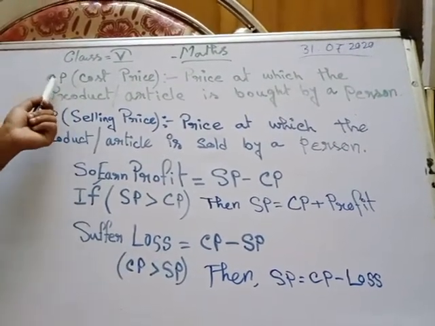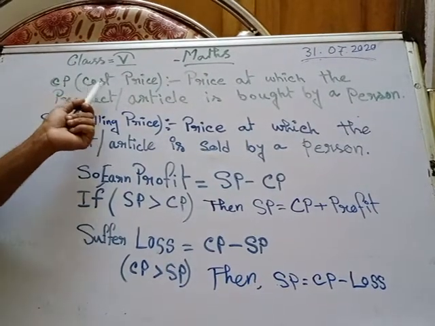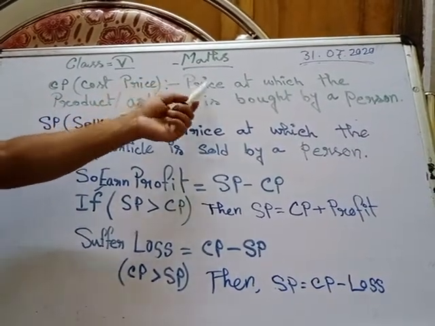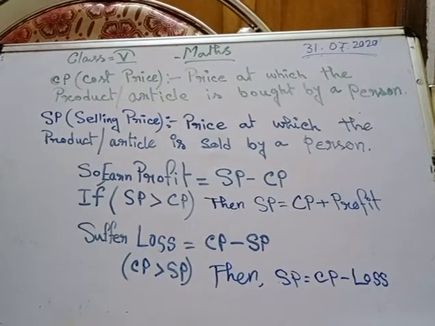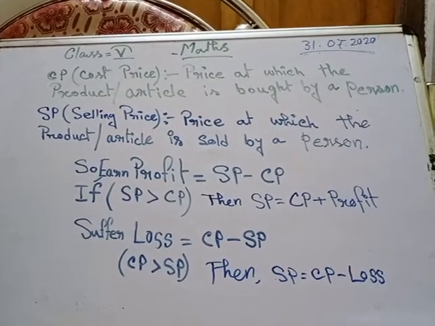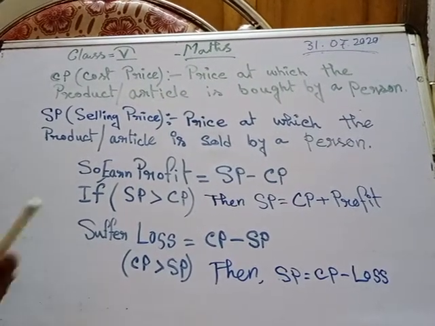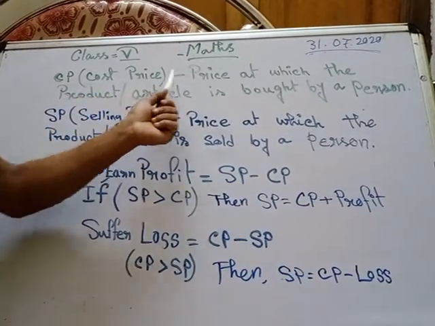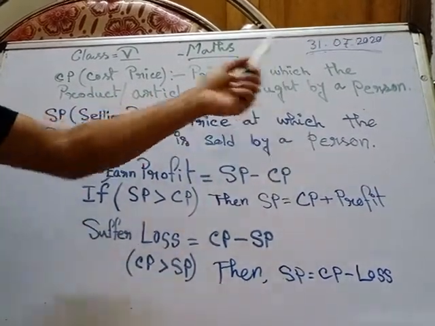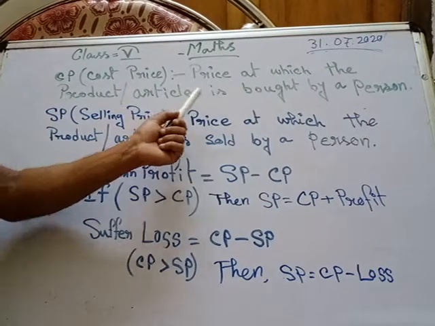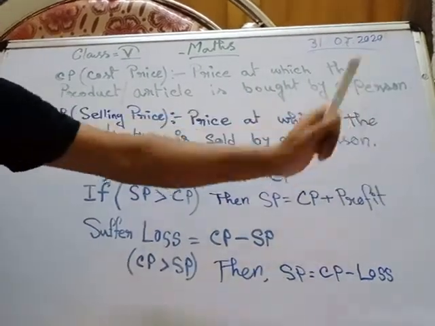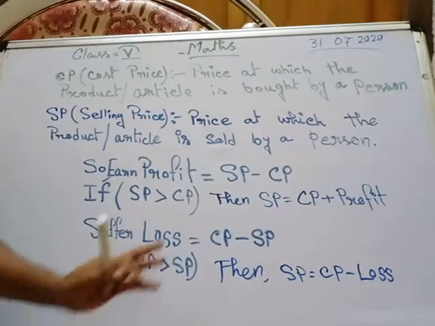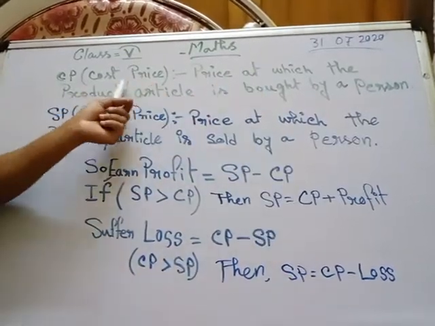At first I will tell you what is CP, or cost price. Cost price means the buying price. It is the price at which a product or article is bought by a person. Anything bought by a person, this is called the cost price.